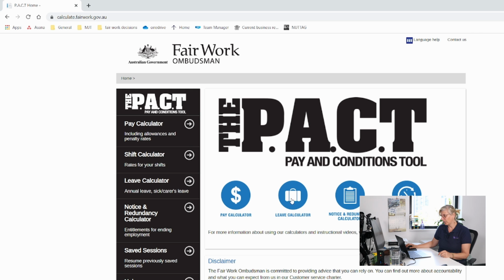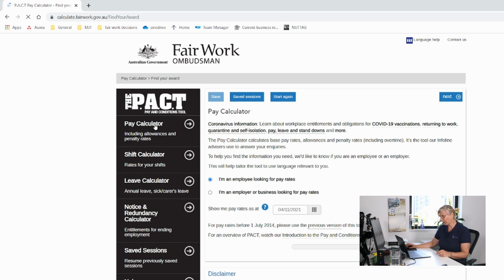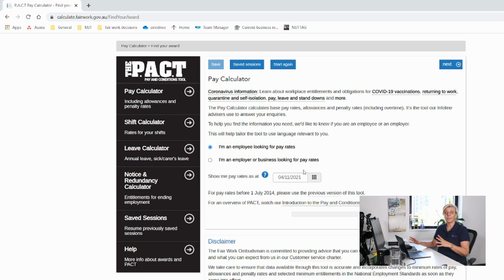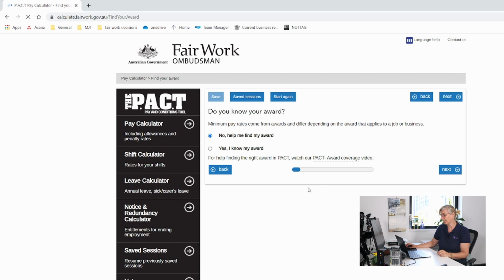We're going to jump into the pay calculator, and there are a lot of questions in this pay calculator. We're just going to go through one set of scenarios here, but have fun with it, see what you can find. We're not going to be talking about the COVID situation because we're talking about future employment, and that's not going to be a thing forever. So you're going to say that you're an employee looking for your pay rates. We're going to take it as today. I'm just going to press next.